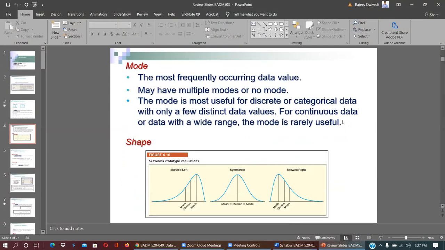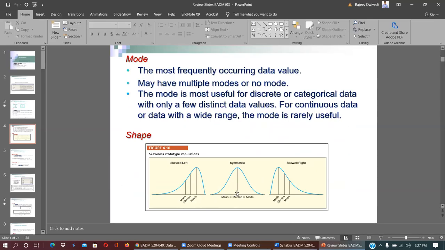And here you can understand, I hope you can see my slides properly. If mean equals mode equals median, we get a very symmetric curve. If mean is less, median is more, mode is more, then we have skewed left. And if it is opposite, this is skewed right. So this is the shape based on mean, mode, median. Based on these, you can understand the shape of the curve.